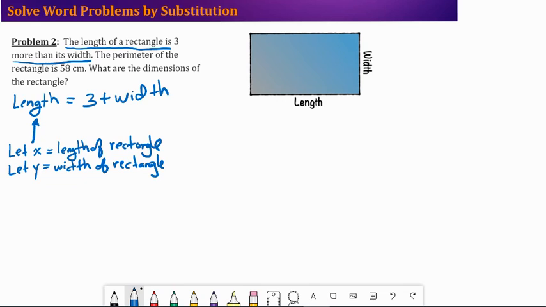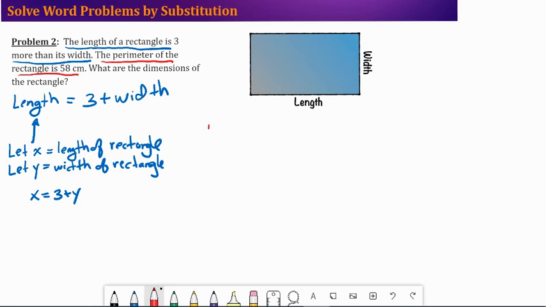Now, you're free to use any variable you want. You could use L and W and so on. That's fine. I'm just sticking with x and y. Once I do that, I can redefine this equation to be x is equal to 3 plus y. And now I need to write an equation for the perimeter. It says the perimeter of the rectangle is 58 centimeters.